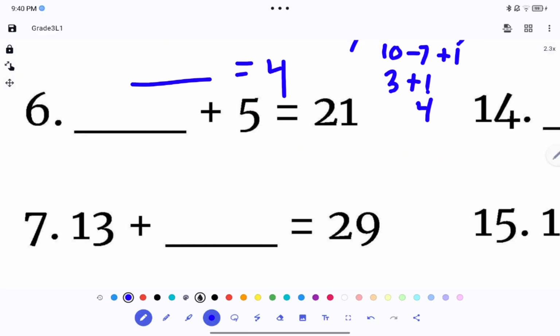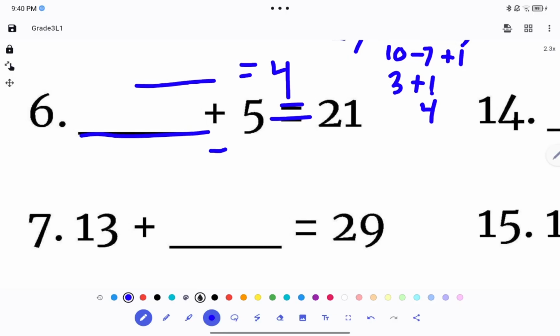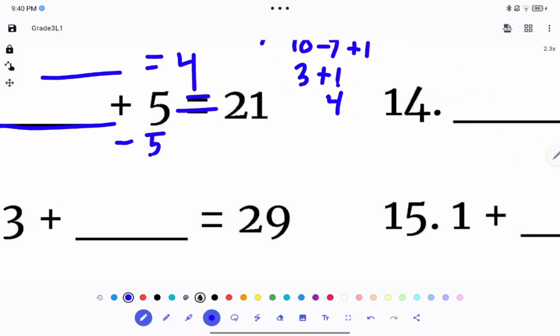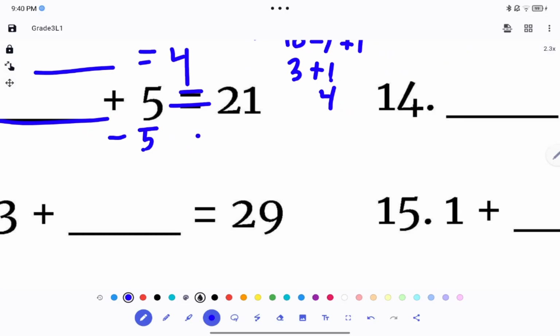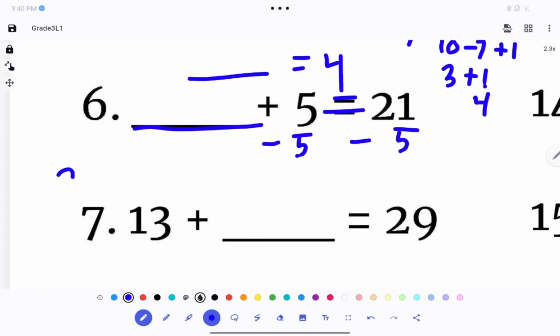Moving on, we have some number plus 5 is equal to 21. Alright, so remember, we want to get rid of this plus 5, because we want to have this unknown number alone all by itself so we can find out what it's equal to. So, to cancel it, we do 5 minus 5, and remember, do it on both sides, because otherwise we'll get 2 is equal to 3, which doesn't make any sense.